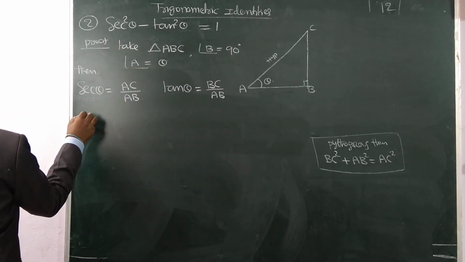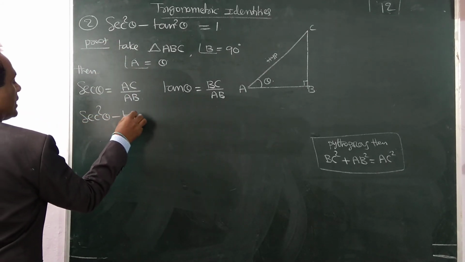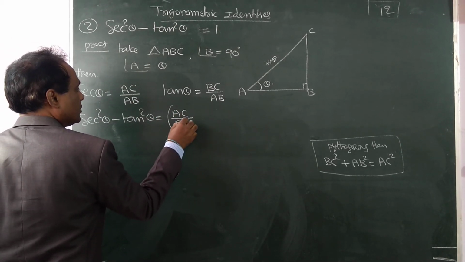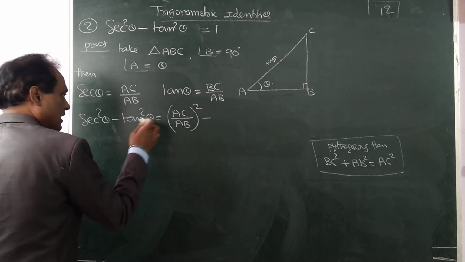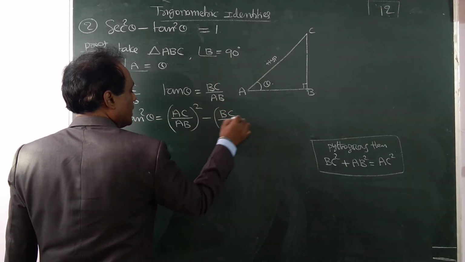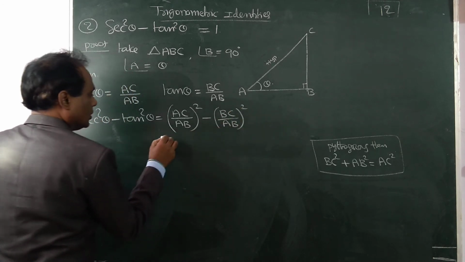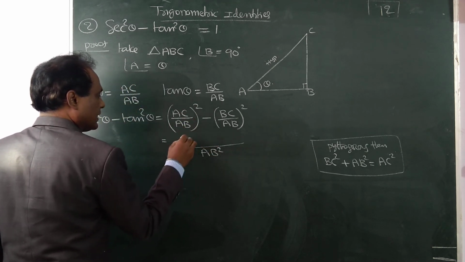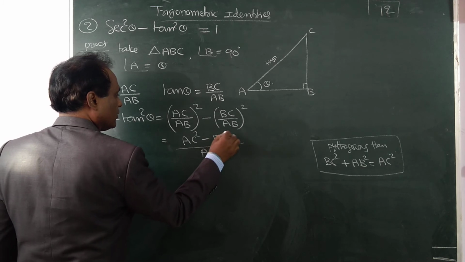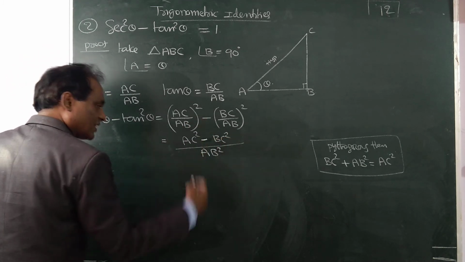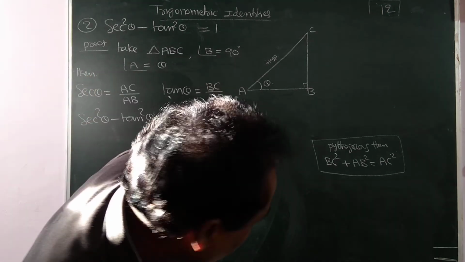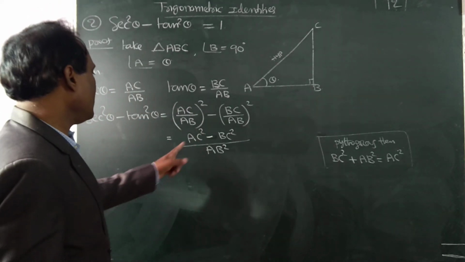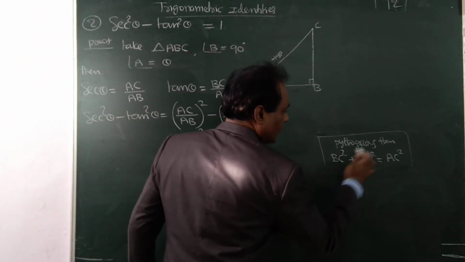Now what is the question? Secant square theta minus tan square theta. What is secant theta? It is AC by AB whole square minus tan theta, which is BC by AB whole square. So the LCM is AB square. What is the numerator? AC square minus BC square. How to further simplify? See the Pythagoras theorem.